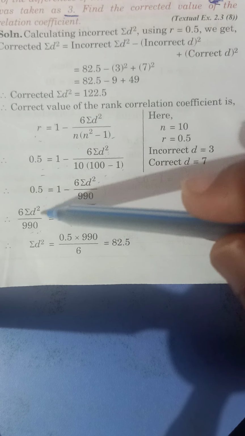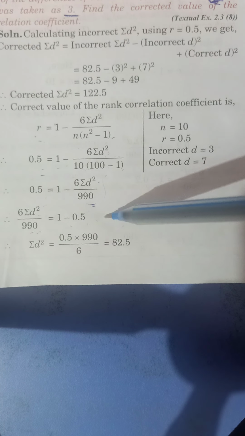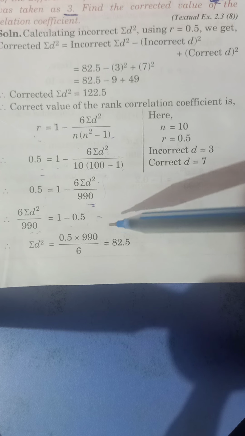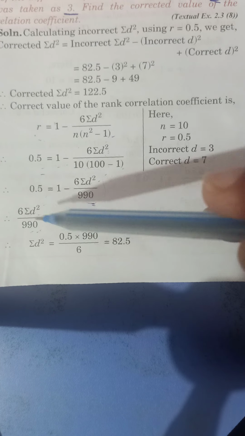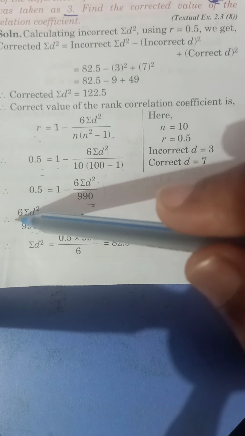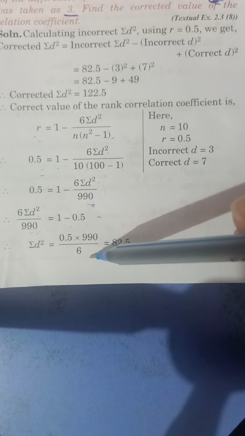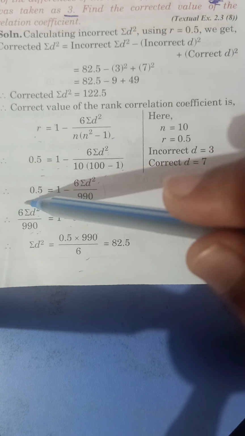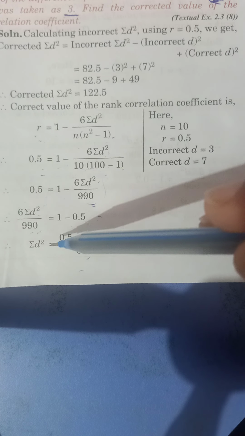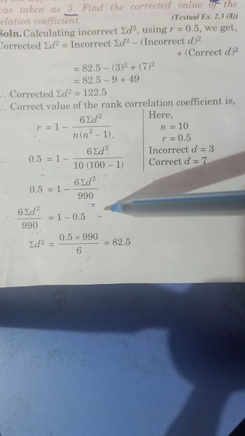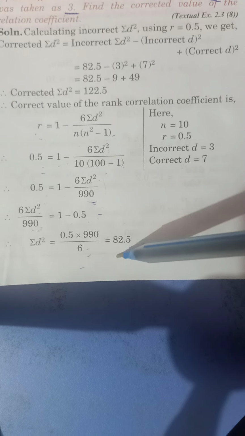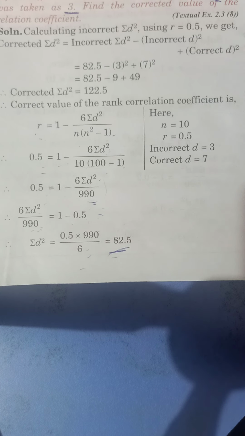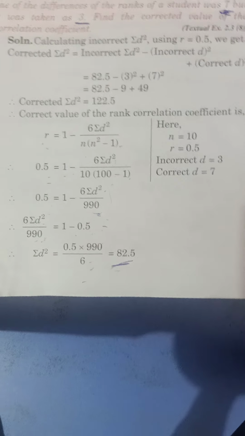990 is in the division position. It comes to the right hand side, so it is converted into multiplication now. 6 is in multiplication. It moves to the right hand side, so it is in division now. 6 comes into the division position and 990 goes to the multiplication position. So the answer of sigma d square is 82.5.